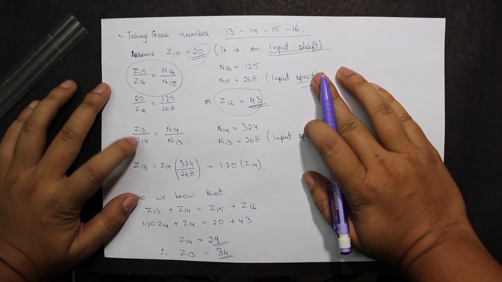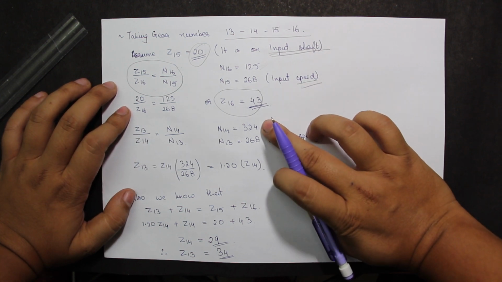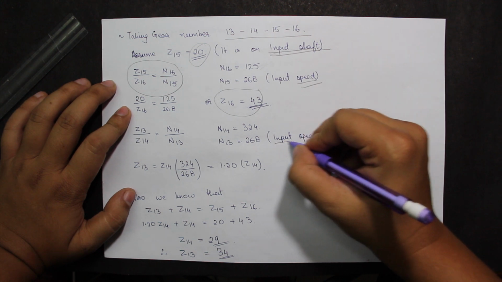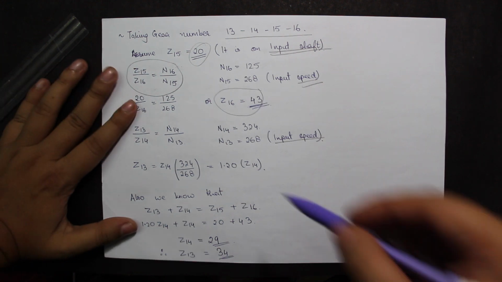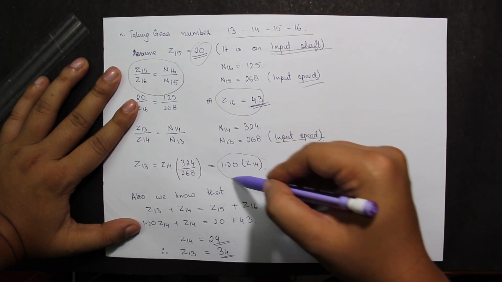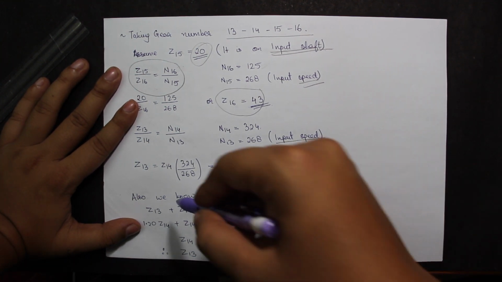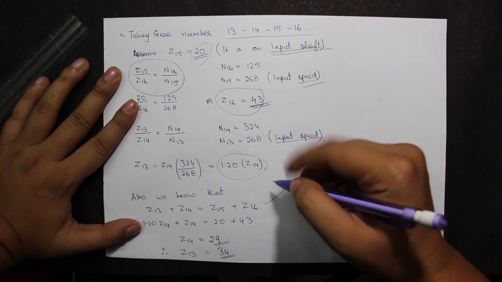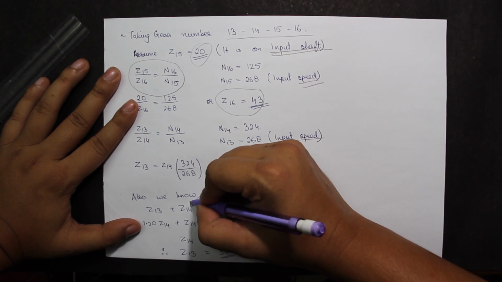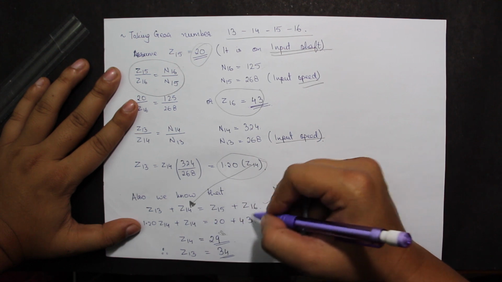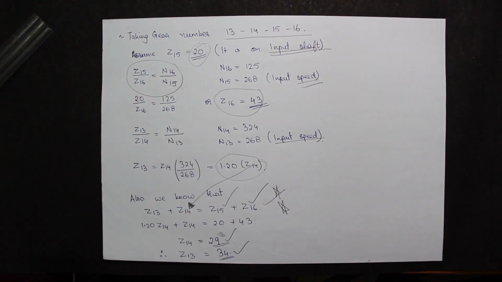Taking the next pair, Z13 by Z14 is equal to N14 by N13. I have N14 as 324 and N13 as 268 on the input shaft. Therefore, I can write Z13 in terms of Z14 as 1.20 times Z14. Also, I know that Z13 plus Z14 is equal to Z15 plus Z16. Substituting Z13 in terms of Z14, I get the value for Z14 as 29, because I already know the values for Z15 and Z16 from the above calculation. Therefore, my Z13 finally comes out to be 34.